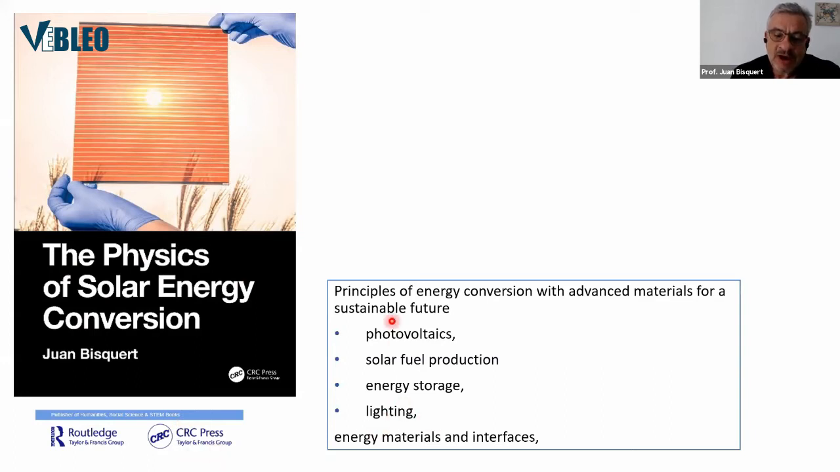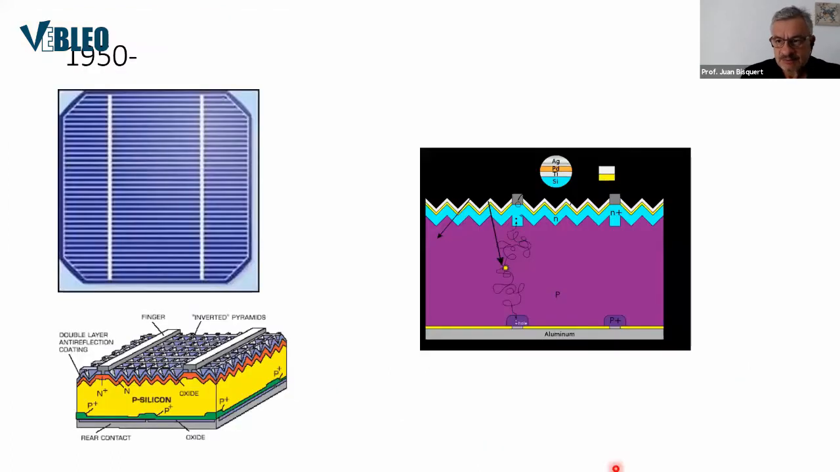And in the book, we have described the principles of several fields related to clean energy production and advanced materials like photovoltaics, solar fuel production, also energy storage in batteries and also lighting. So this is a book about energy materials and interfaces for making devices and understanding the principles.